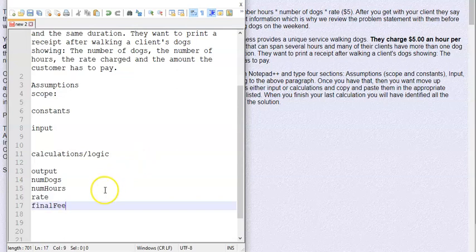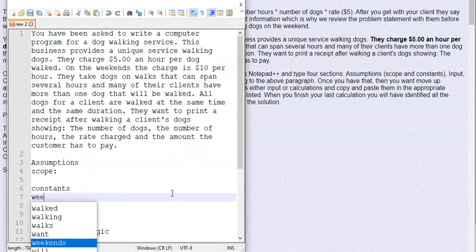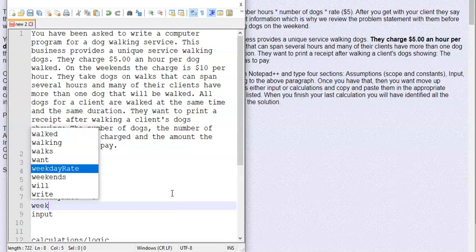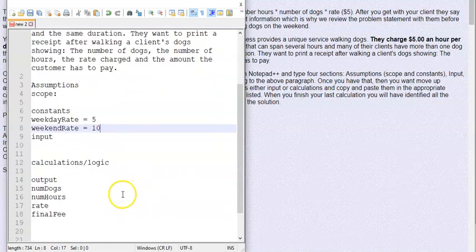The next thing we have to do is move up to our constants, because we can see that we have a $5 constant and we have a $10 constant. So we'll put that in here. And that is, we have a weekday rate, and that is going to be equal to 5. And then the weekend rate, and that's going to be equal to 10. So now that we've gotten those things, again, those are easy to do because it tells us what we want out and it tells us what our constants are.